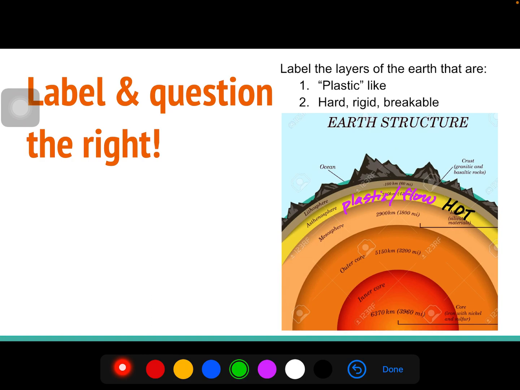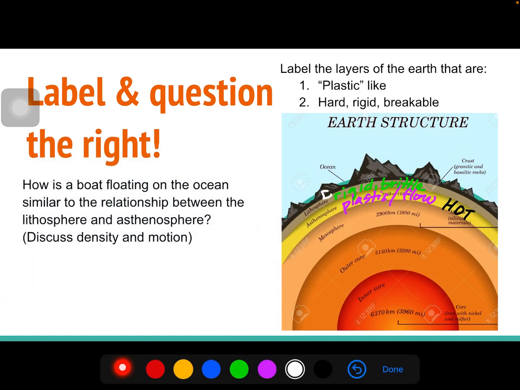And our lithosphere then is that more rigid, brittle layer. It's not as hot, not as close to the heat of the Earth's interior, so it's a little bit cooler, more similar to the crust. Remember, it's linked to that crust up here at the top.